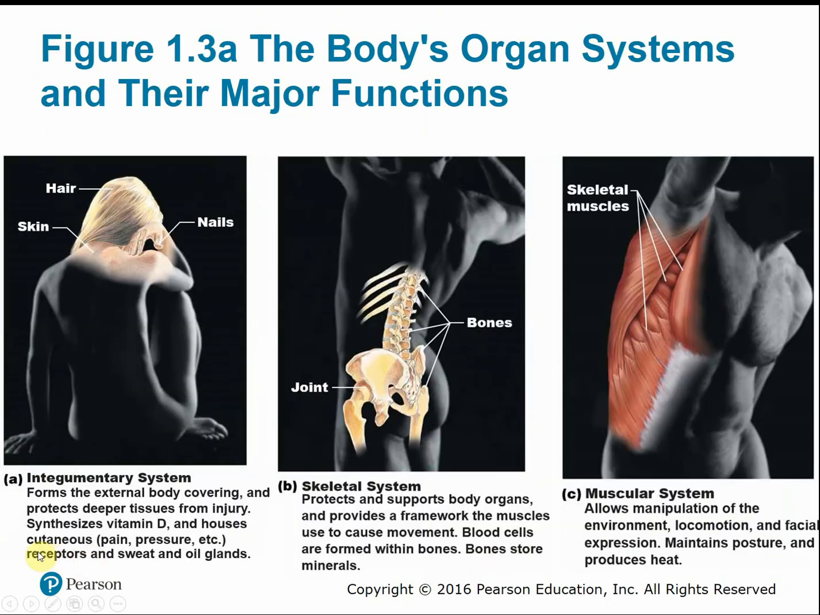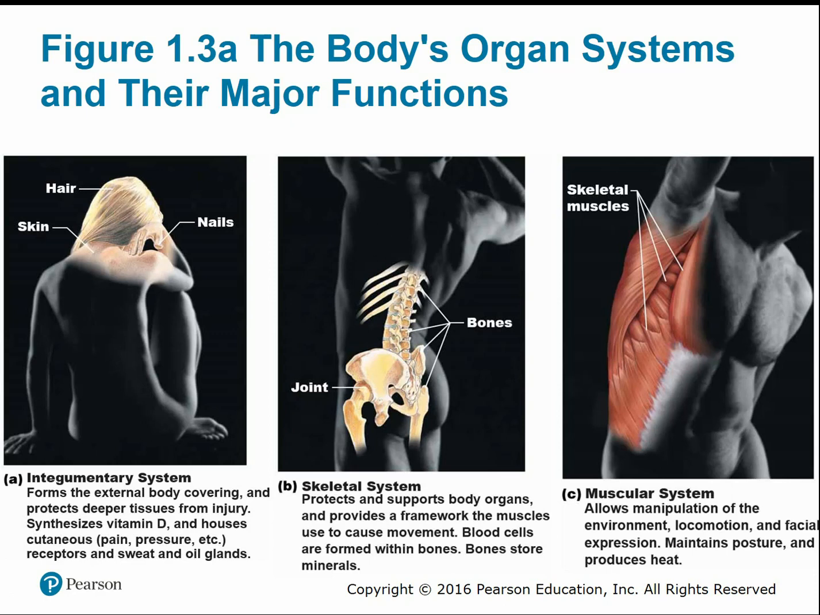The first major organ system that we'll look at is the integumentary system. It's comprised of the skin, the hair, and the nails. Right? It's going to form those external body coverings and protect our deeper tissues from injury. Some other functions of the skin and integumentary system include synthesizing vitamin D, as well as housing our cutaneous receptors, so our touch, pain, and pressure receptors in the skin, and our sweat and oil glands.